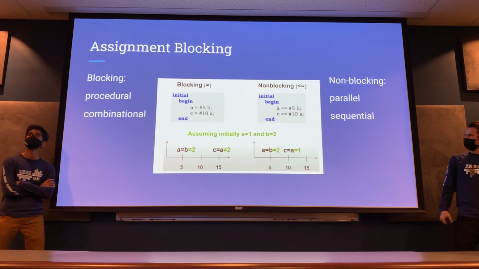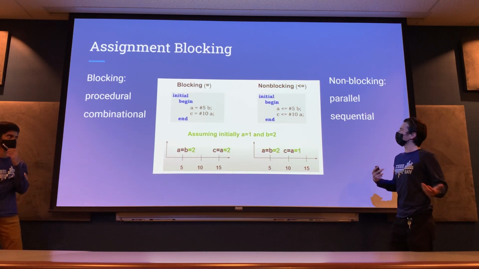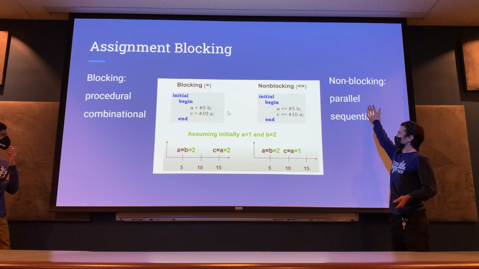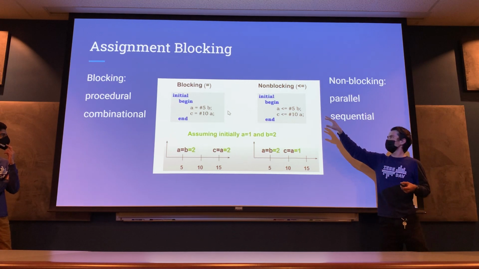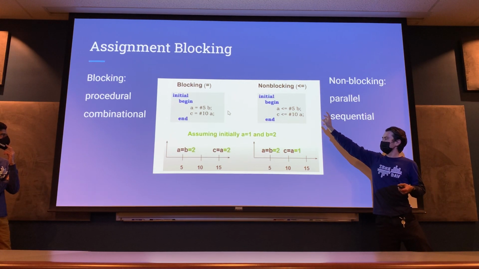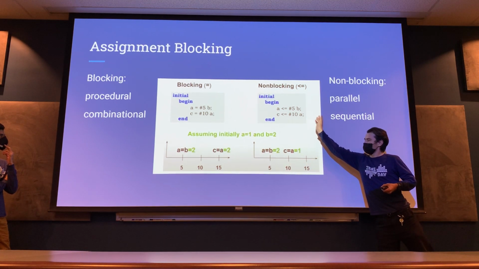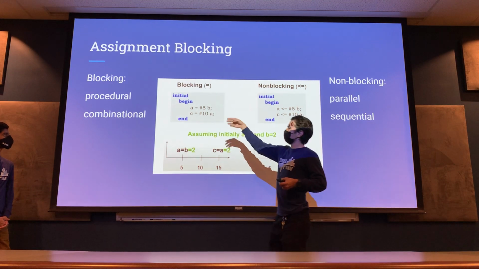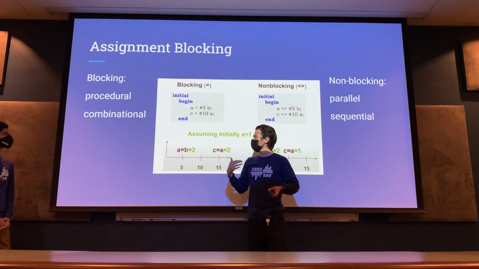All right, on to assignment. So we have non-blocking and blocking assignments. Non-blocking is for parallel and sequential circuits. You can see that A is assigned to B right here, and then there's a delay, but it's still assigned, right? Whereas this blocking statement is for procedural and combinational logic.